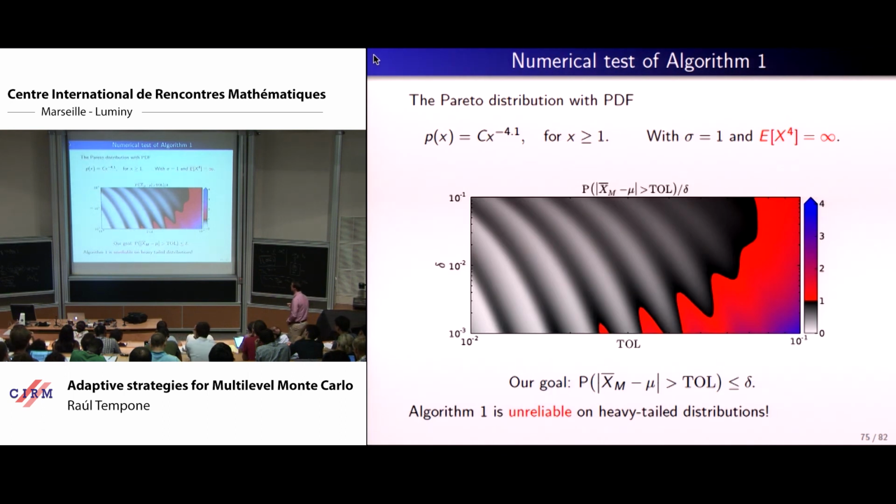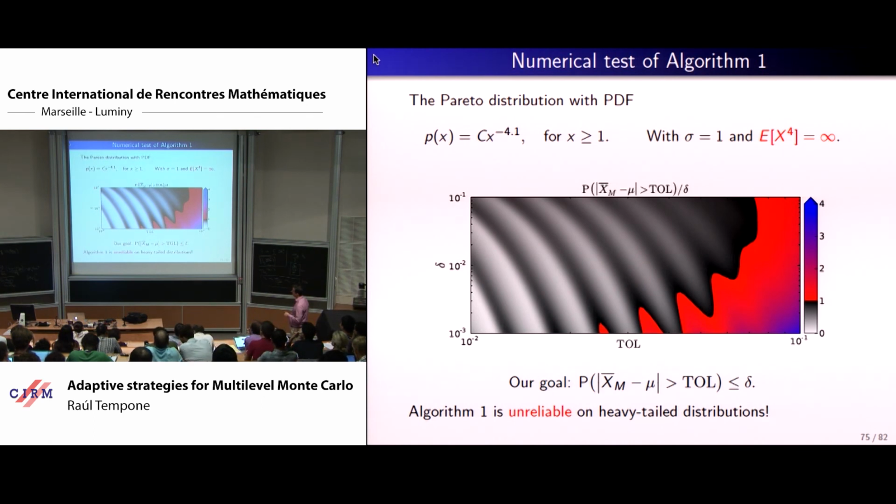This may have issues. Okay, so consider the following Pareto distribution. The density is decaying like x to the minus 4.1, for x larger than 1. And you see here the behavior of this quotient. This quotient is the probability of the actual failure versus delta, the one that you wanted to impose. So if this quotient is larger than 1, this is bad news. If this quotient is less than or equal to 1, it's okay. So you see here tolerance versus delta.